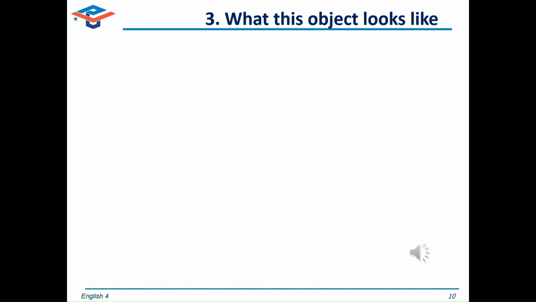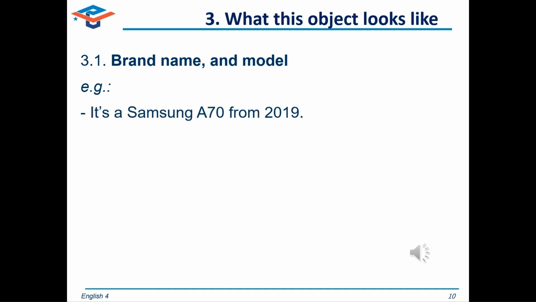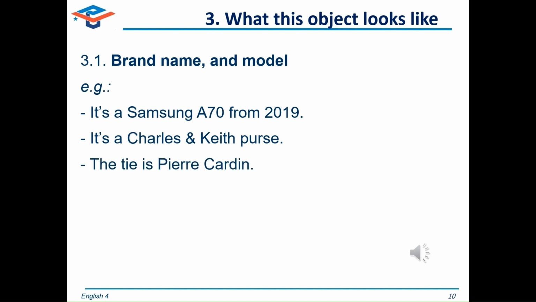Now, moving on to the first issue, what this object looks like. We need to describe the object. Okay, so first you can mention the brand name and the model of the object. For example, you describe a mobile phone. Okay, so you tell the brand name of this mobile phone. It's a Samsung A70 from 2019. Or it's a Charles and Keith purse. Or the type is Pierre Cardin.